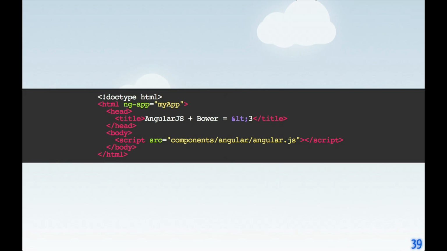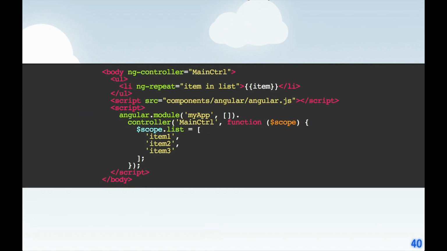So add our Angular script into our project, and then add some basic module code. So we'll depend on my app and create a controller, and it's just going to make an itemized list. So we see the UL up at the top. It's going to make just a repeatable list item based off of this item list.